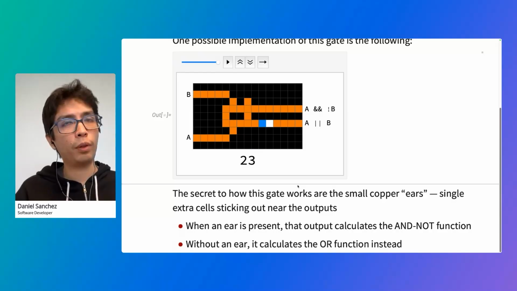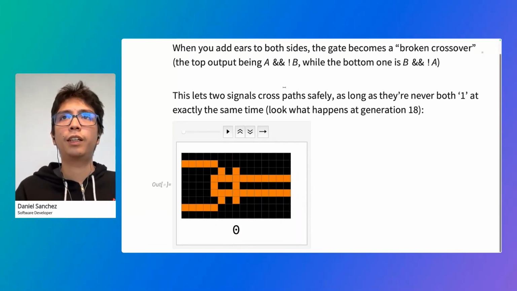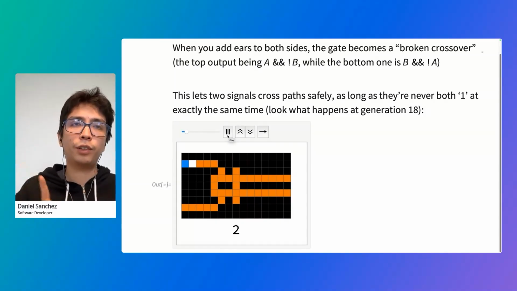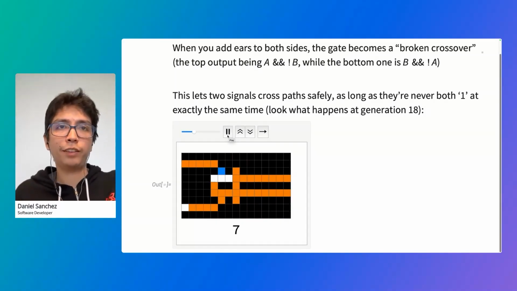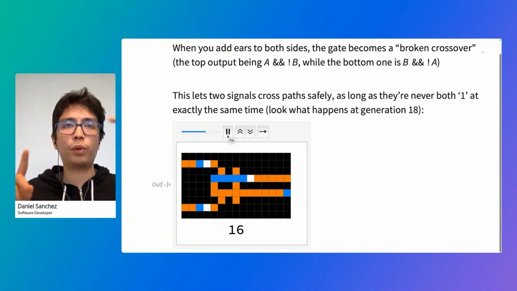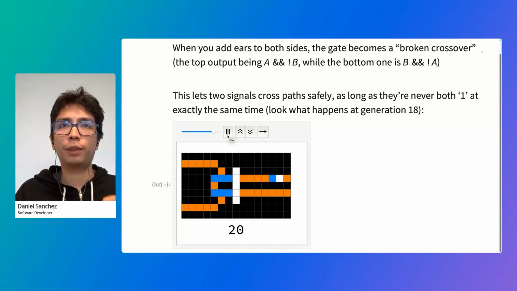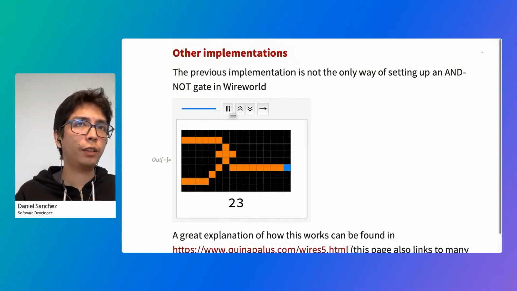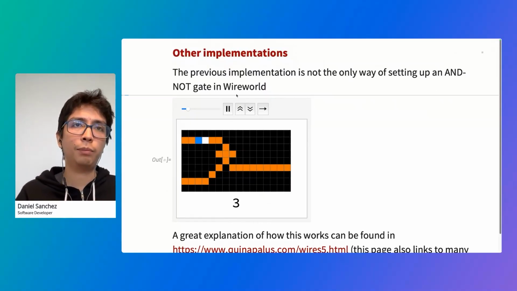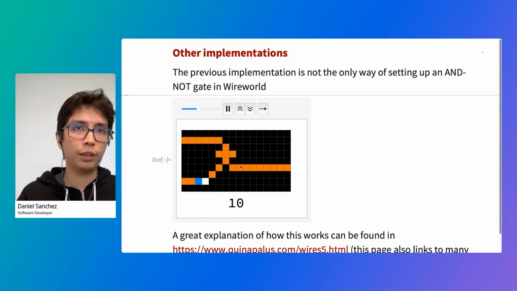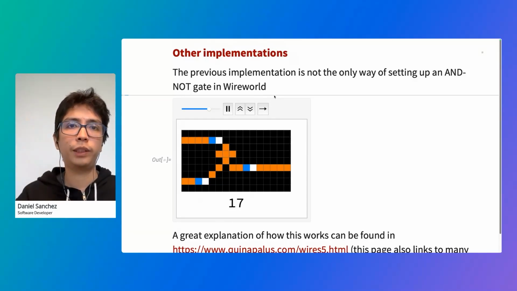So if we have both ears present, this gate becomes like a broken crossover, so it allows exchanging an electron from one wire to the other, right? As long as both electrons are not coming at the same time. So you have to keep that in mind. This is another implementation of the AND NOT gate. It's a simpler one, takes less space, but it only outputs one wire, which is the AND NOT, and you don't get the OR wire, right?